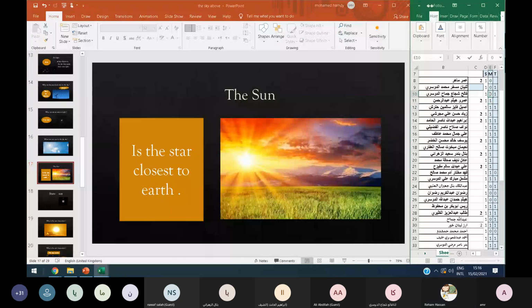Yes, Thanayan. The star closest to the earth is called the sun or the moon? Wait, Faleh, after Thanayan. Yes, the sun. Excellent, Thanayan, the sun. Thanks. Yes, Faleh.